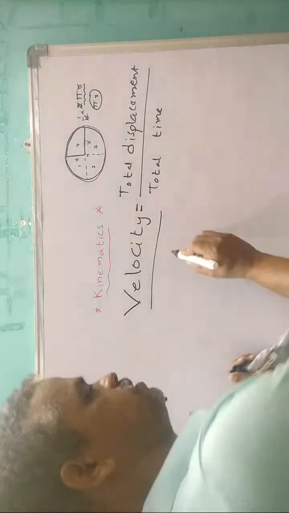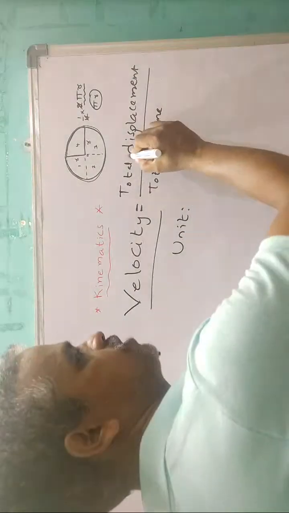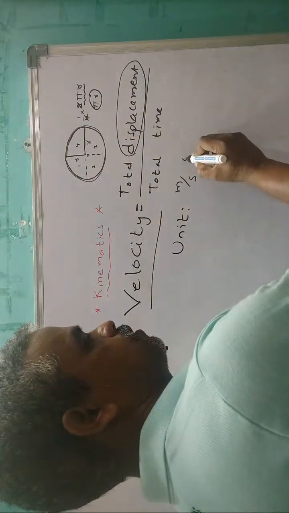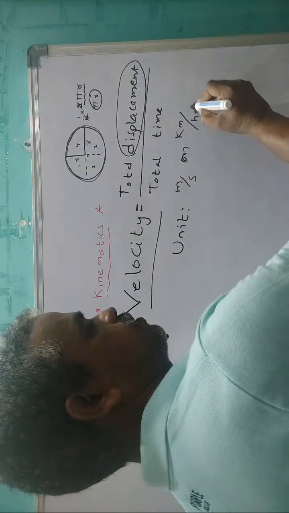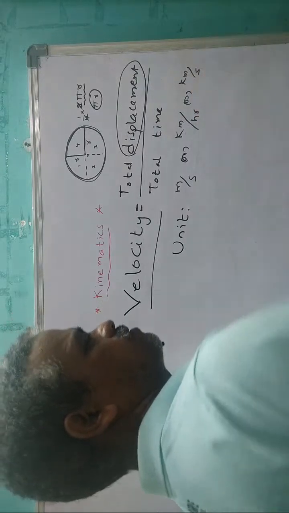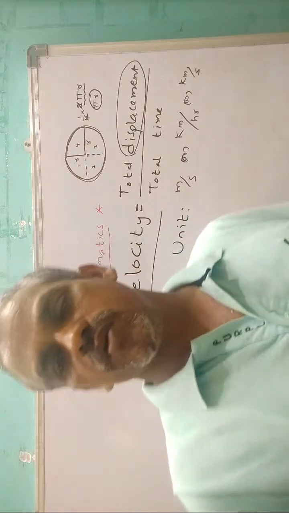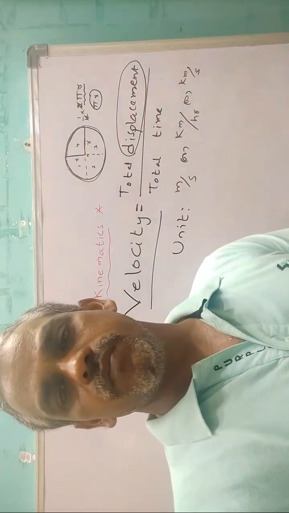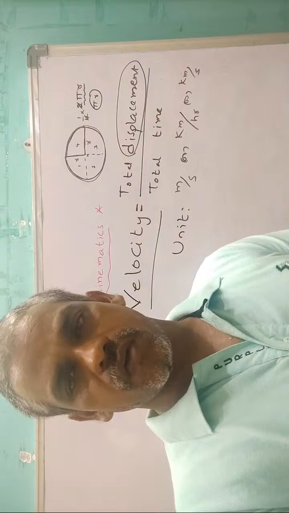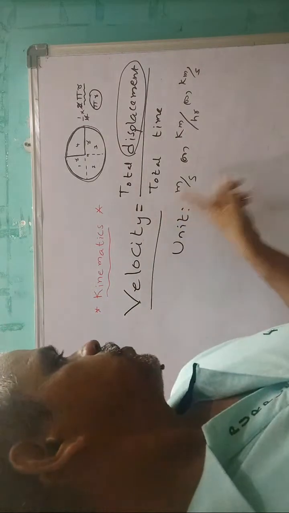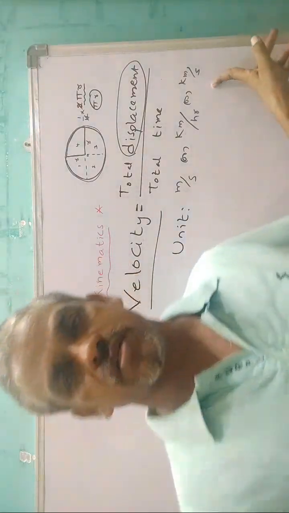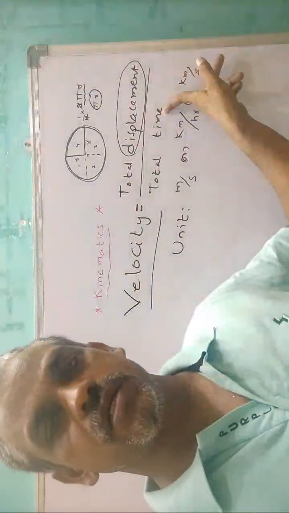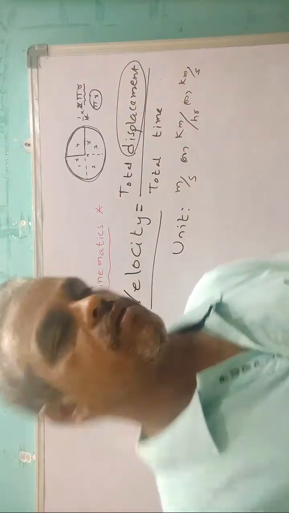For units, displacement we can measure in meters, kilometers or centimeters, and time in seconds, minutes or hours, whatever it is, so kilometer per hour or kilometer per second. So units are the same for speed and velocity, but only the definition is changed. Velocity is total displacement by total time; speed is total distance by total time.